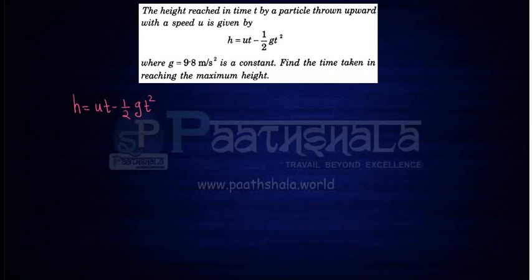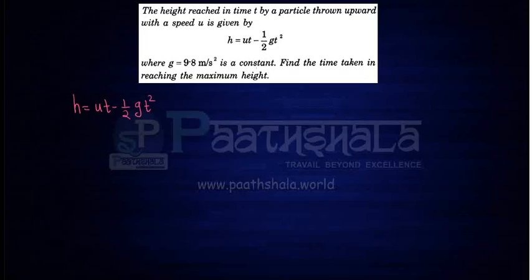The height reached in time t by a particle thrown upward with speed u is given by h equals ut minus half gt squared, where g equals 9.8 meters per second squared is constant. Find the time taken in reaching the maximum height.